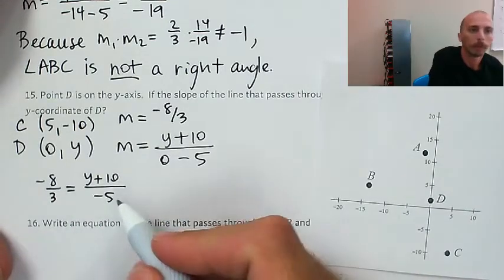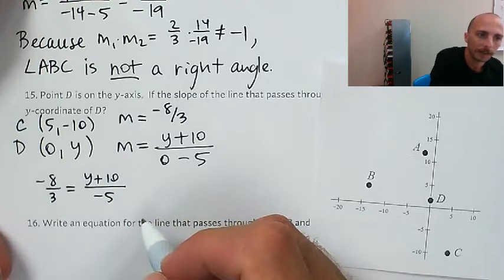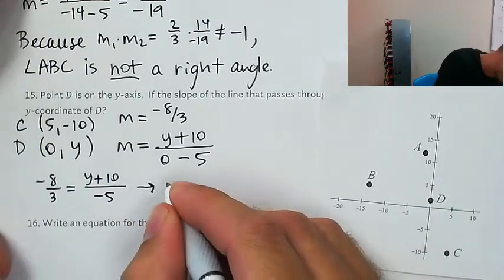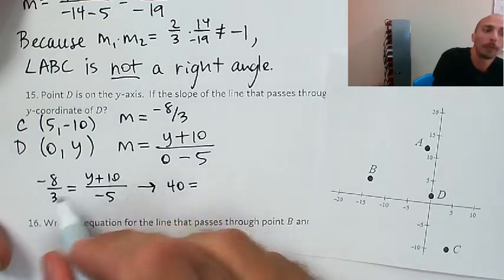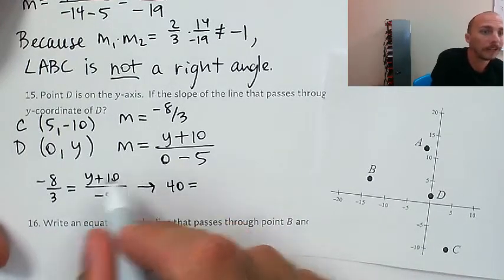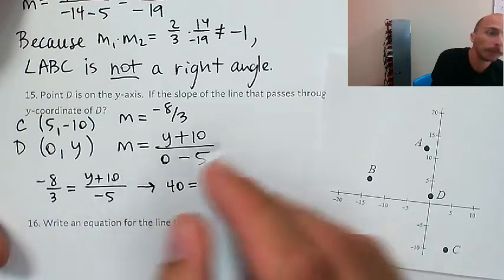And at this point, I'm going to recommend that we cross multiply. So I'm going to have negative 8 times negative 5. It's going to be positive 40 equals 3 multiplied by y plus 10. Remember now, if I'm going to multiply y plus 10 by 3, I need to triple y and I need to triple 10.